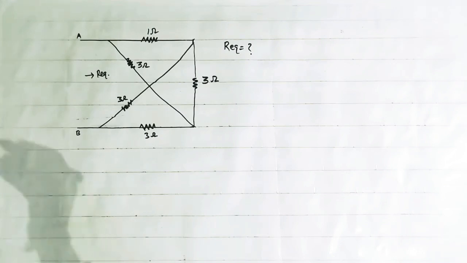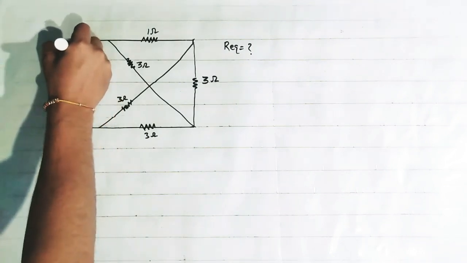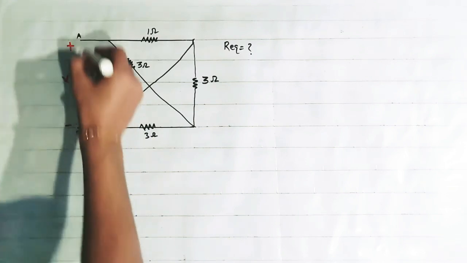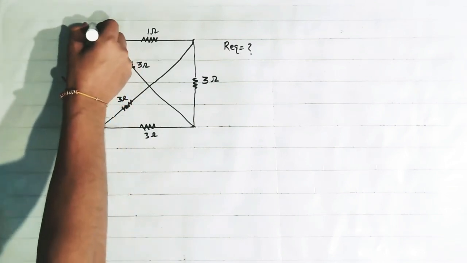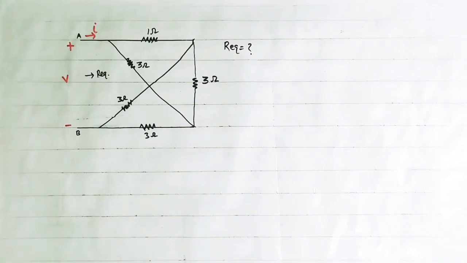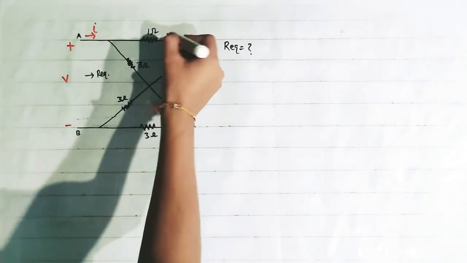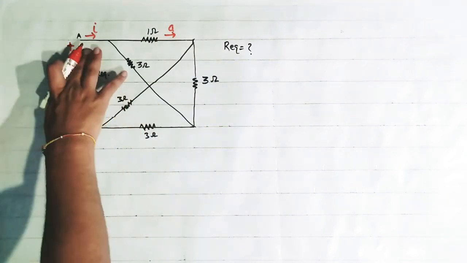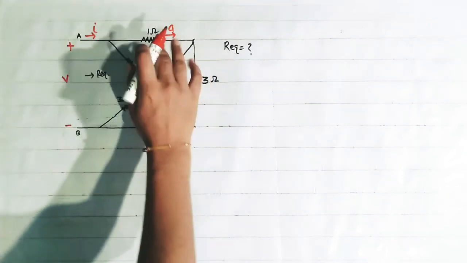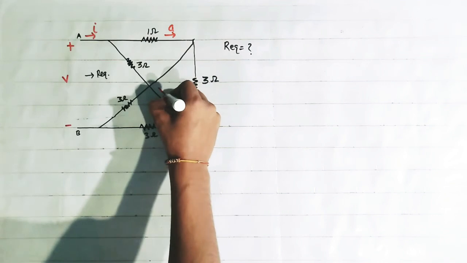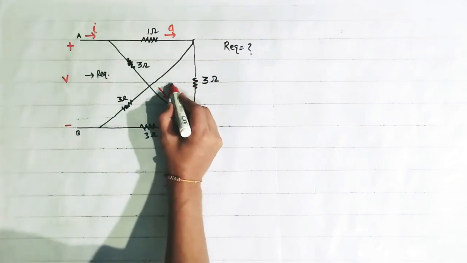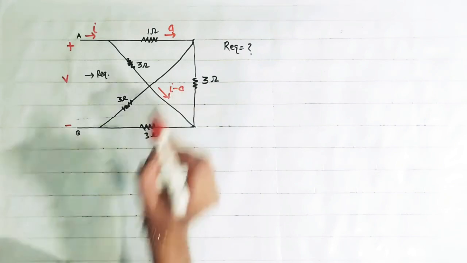Suppose here voltage is V, and current here is I. Suppose we assume current here, that is A. Now when this is current I and this is current A, what is current in this branch? That is equal to I minus A.